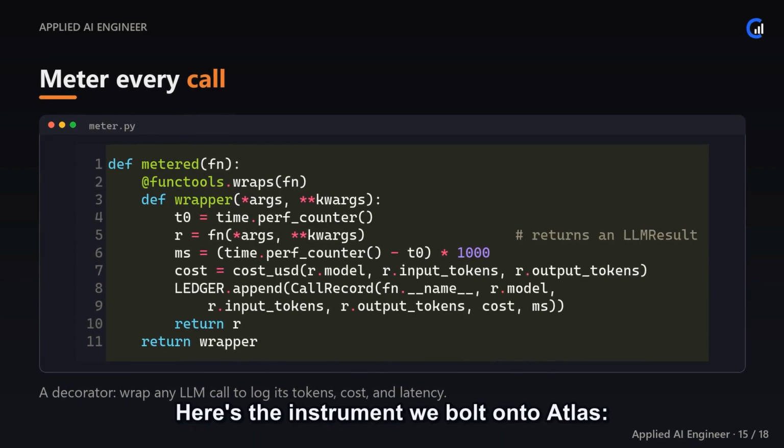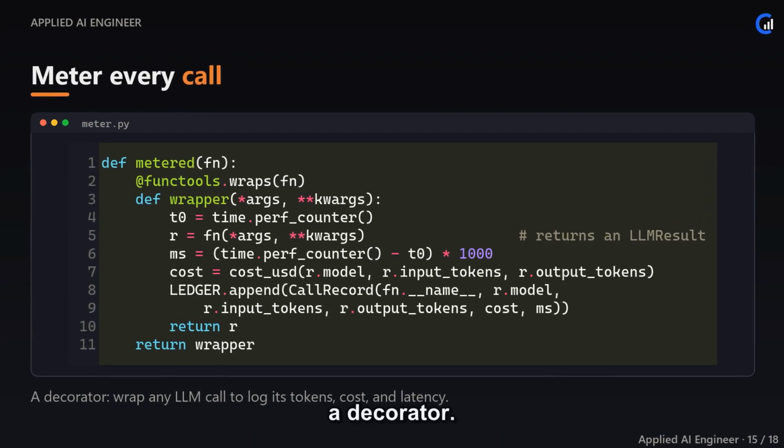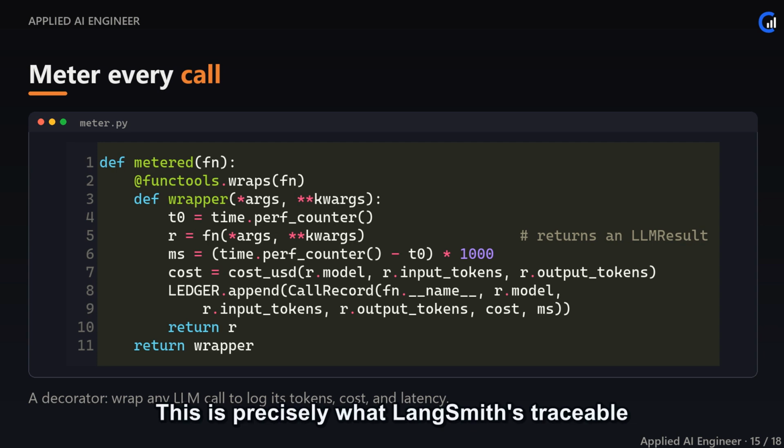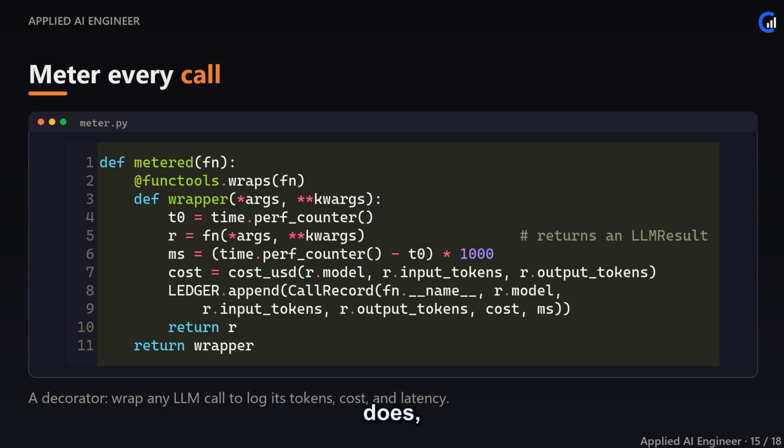Here's the instrument we bolt onto Atlas, a decorator. Wrap any function that returns a result with token counts, and every call is timed, costed from the price book, and appended to a shared ledger. The wrapped function stays oblivious, it doesn't know it's being measured. This is precisely what LangSmith's traceable does, minus the network. One decorator, and your whole app becomes accountable.